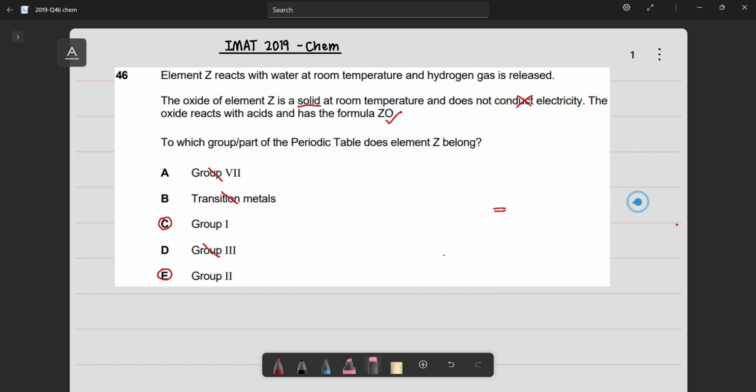So let's move to the next info. To which group of the periodic table does element Z belong? We have confirmed it's group 2, so we ignore group 1, and the correct option is group 2 elements, option E. So that's how we solve this question.